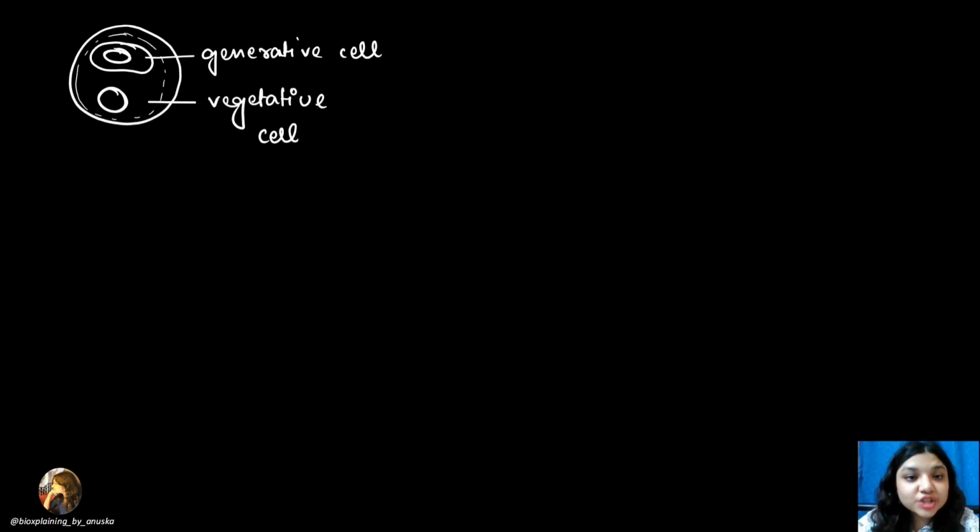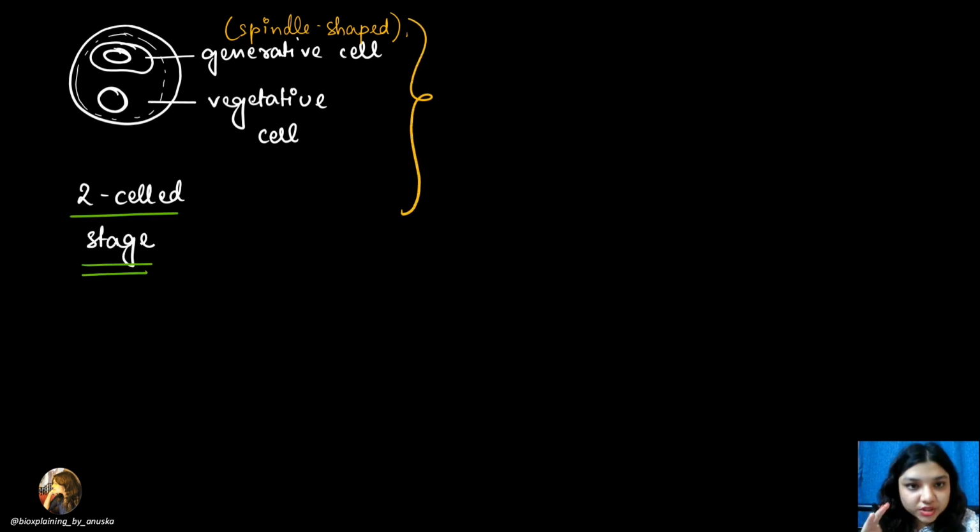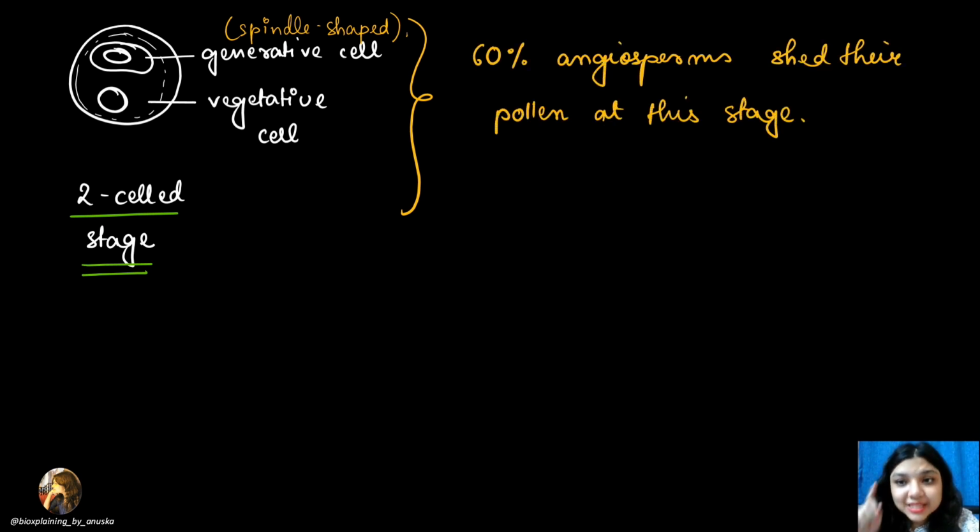Okay, and this generative cell, that is the smaller one, is said to be spindle shaped. Okay, and it has a very dense cytoplasm and nucleus. Okay, so this is known as the two-celled stage, right? That is, one is the vegetative cell, the large one, another is a generative cell, the small one. And over 60% of angiosperms shed their pollen grains at this two-cell stage. What happens in the other 40% of angiosperms?